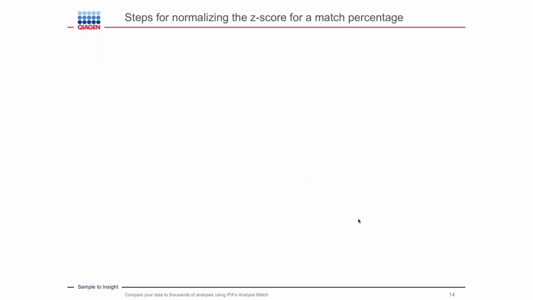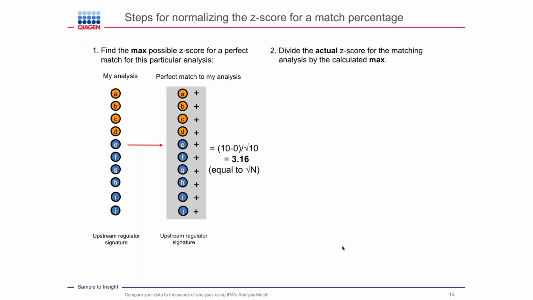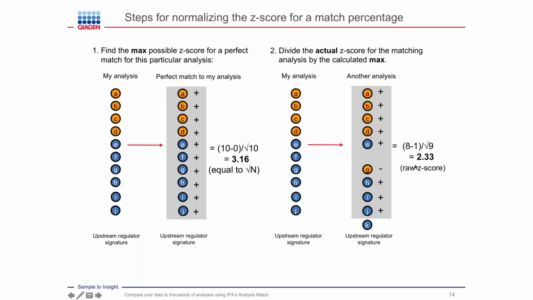Now, we also wanted to normalize the z-scores so that we can compare them across different data sets, and we also wanted to simplify how we reported these results. So instead of reporting the actual z-score in that table that I showed you in IPA, we converted them into percentages. To do this, we used the same z-score formula, and we calculated what the z-score would be if we were comparing our analyses with a perfect match. It is essentially the same as the square root of the number of entities that we're trying to match. Then we divide the actual raw z-score by this maximum value. So in the example from the previous slide, our raw score was 2.33. If we divide this value, the 2.33, by our perfect z-score match, we get a z-score similarity of 74%.